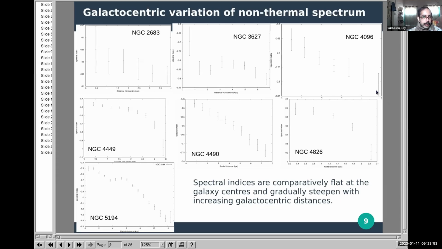And so this is an indication that there is energy loss happening towards the edges of galaxies as we approach. For example, for 5194, you can see that it has gone from minus 0.5 to about minus 1.3, so a spectral index steepening of almost 0.8.